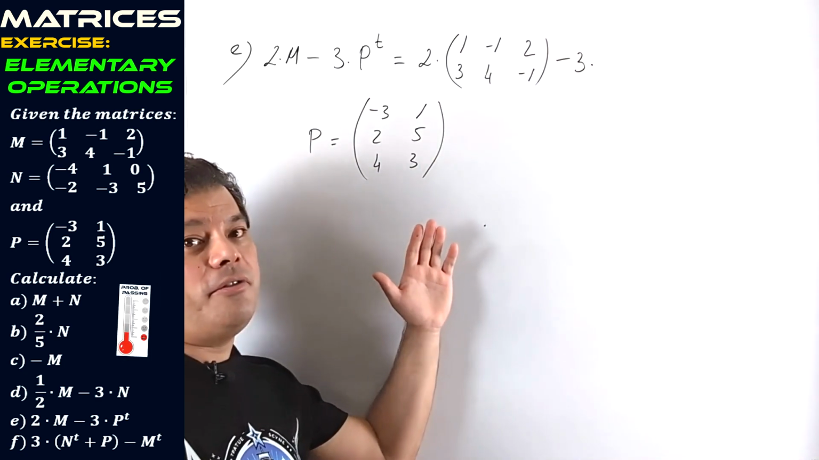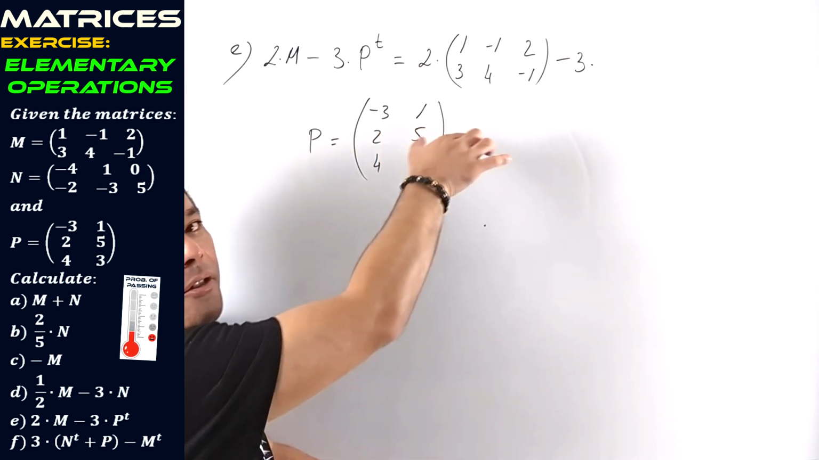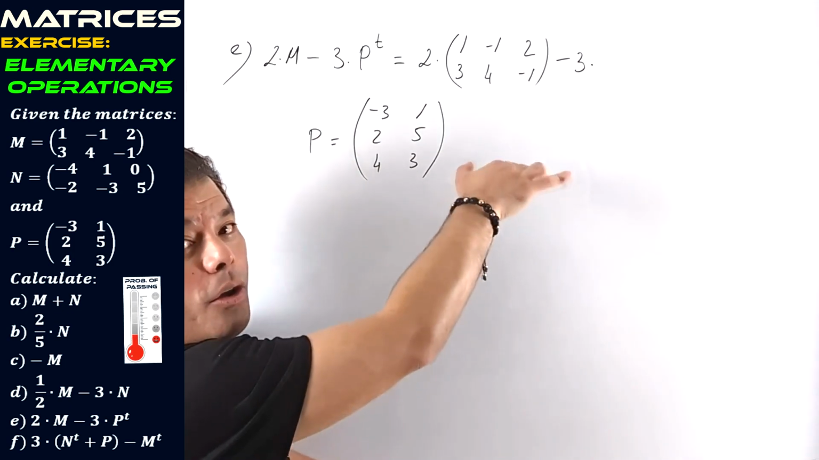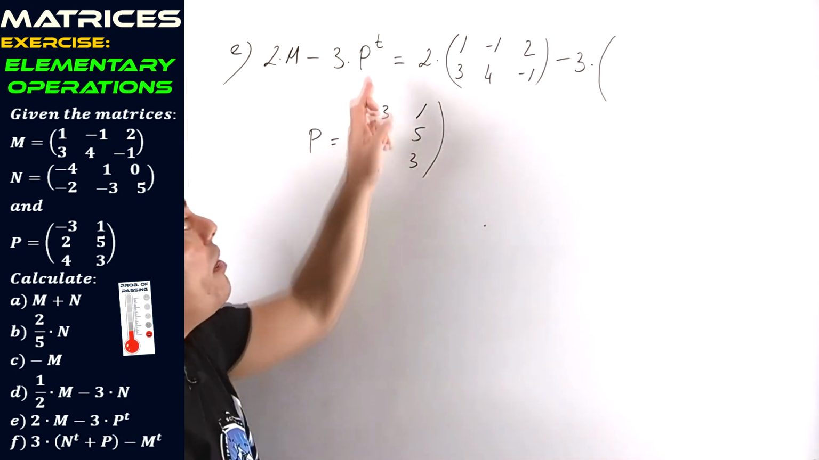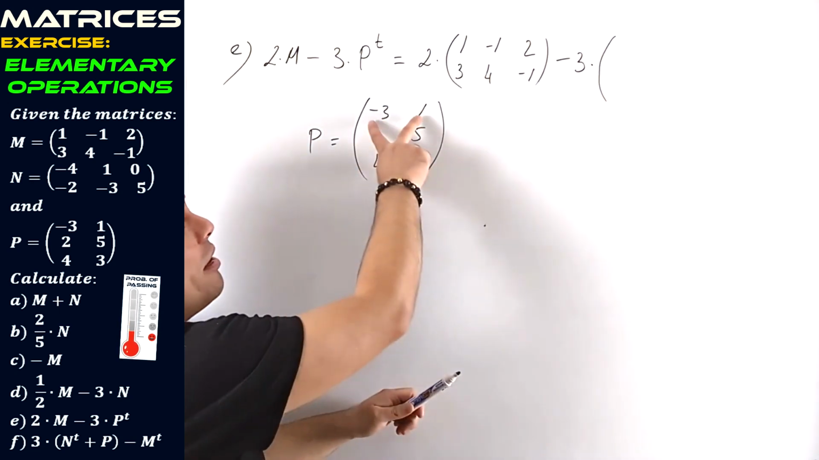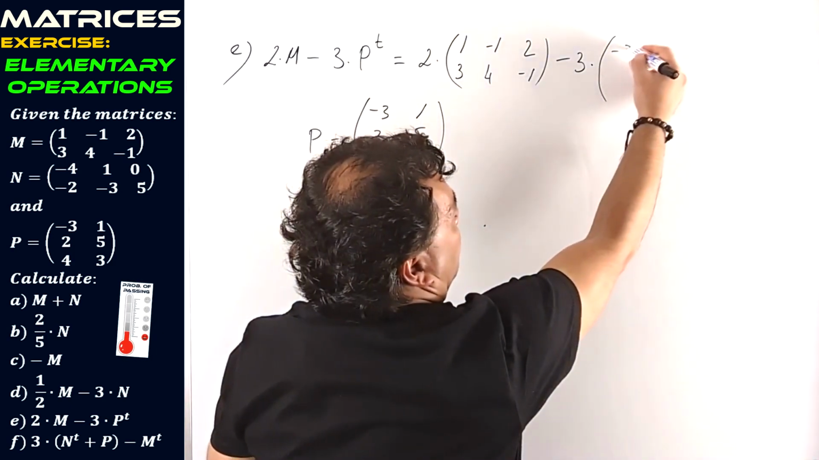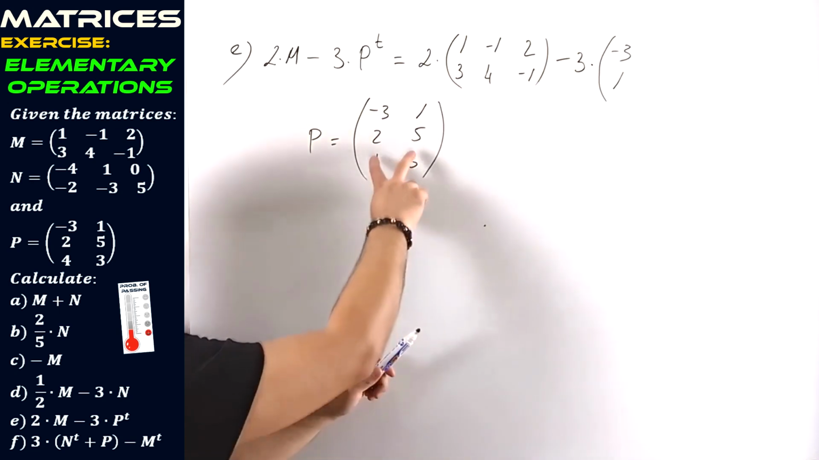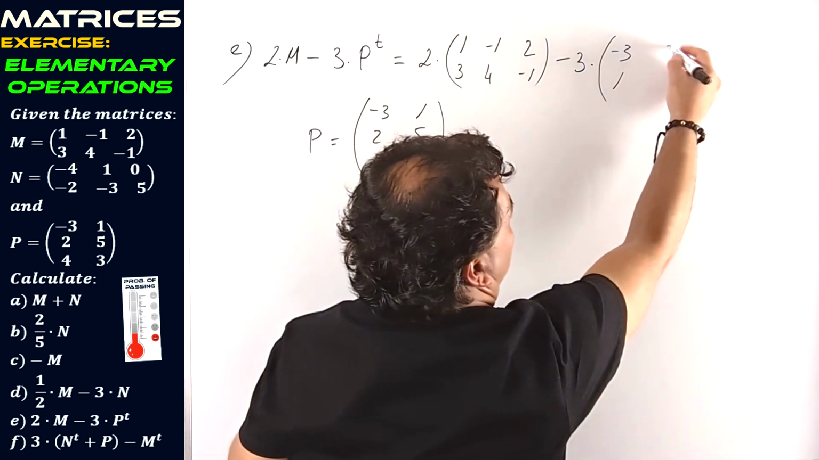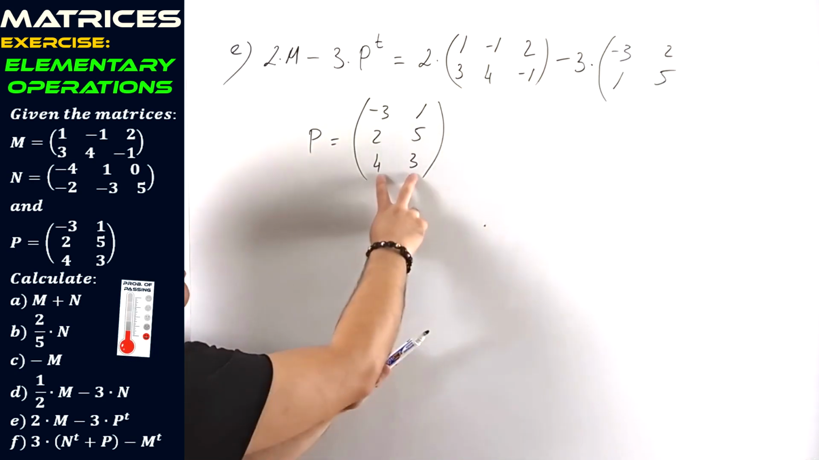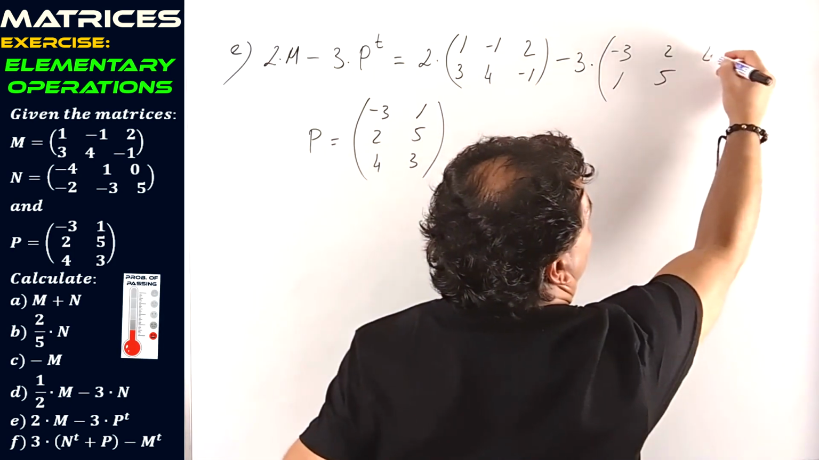As I told you in theory, you just have to take the first row and turn it clockwise, okay? And we will have matrix P transposed. Negative 3, 1, but in column. Negative 3, 1. 2, 5, but in column. 2, 5. Finally, 4, 3, but in column. 4, 3.